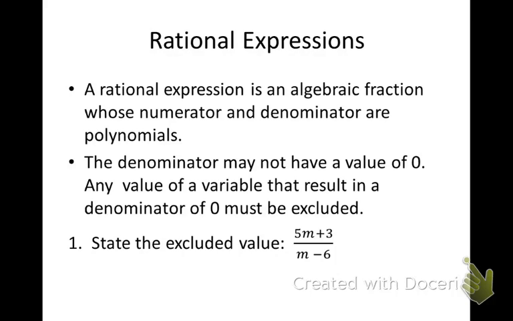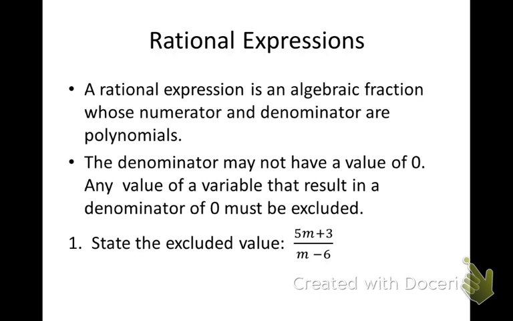Today we're going to be talking about rational expressions. A rational expression is an algebraic fraction whose numerator and denominator are polynomials. And just as always, the denominator may not have a value of 0. So usually we do what is called listing those excluded values. Whatever gives the denominator 0, you have to exclude it.